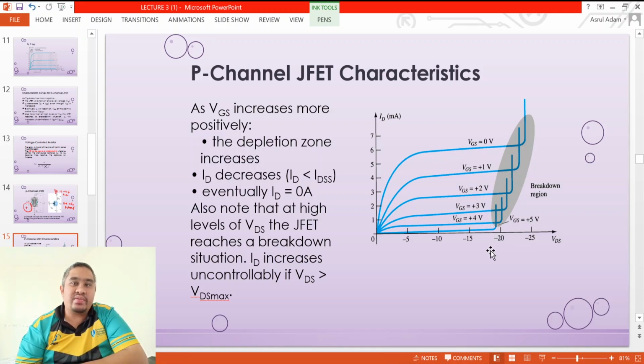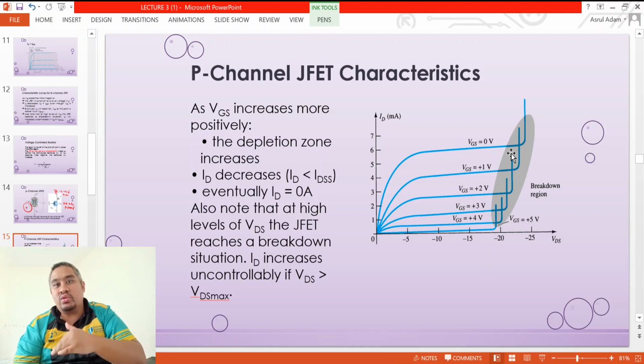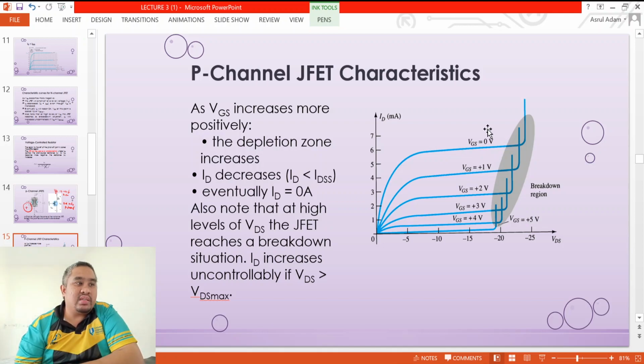But for the P channel, we have VGS more towards the positive value. So starting with VGS equal to 0 volt, then 1 volt, 2 volt, 3 volt, and 4 volt, and so on until VGS equals VP. Also, they have the pinch off point VP and IDSS, the same thing as the N channel.